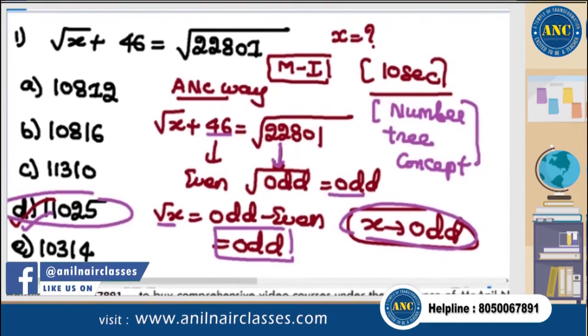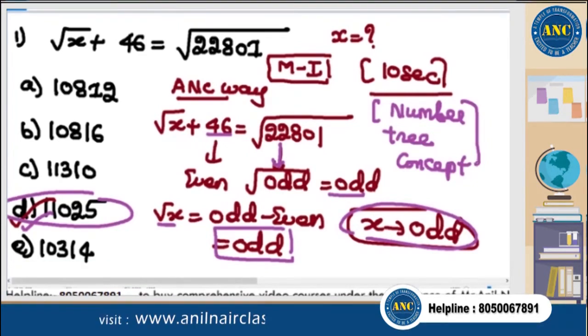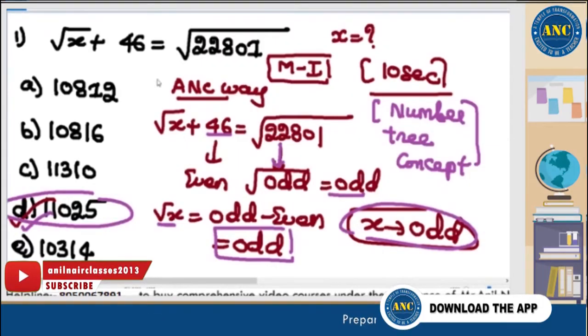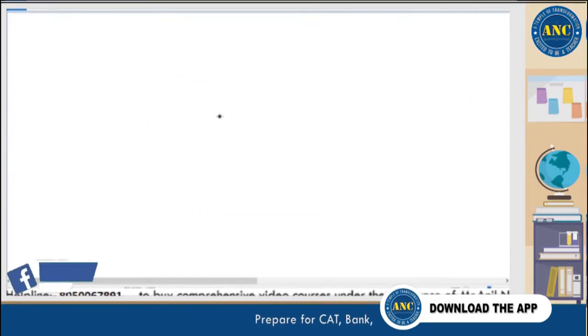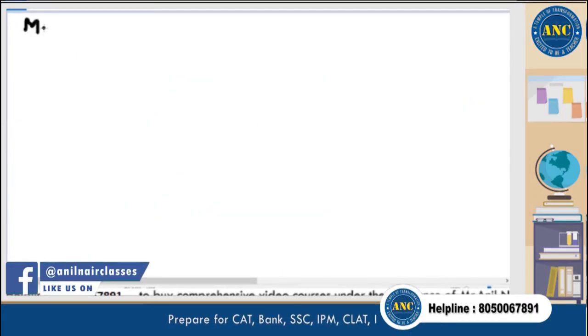By the end of the class, I will try to change the way you look at simplification. I hope it is clear, right, sir? X is an odd number. Method 2. Please write down.